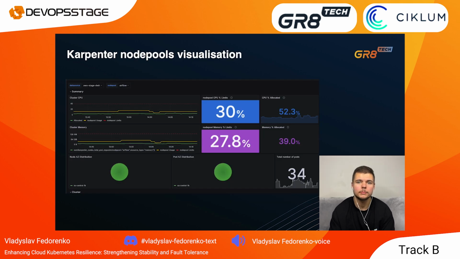To control Karpenter node pool limits, we use a simple Grafana dashboard that parses Karpenter metrics and shows in real time the current usage, the current limits, and how many percent of the limit we have already reached. You can also set up other values from Karpenter metrics, for example, which availability zones pods are running in, or how many pods are running in specific node pools, etc.